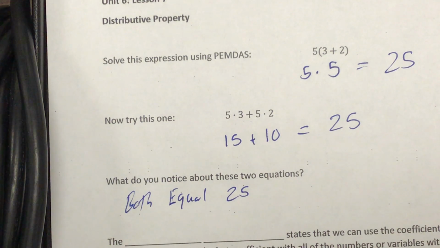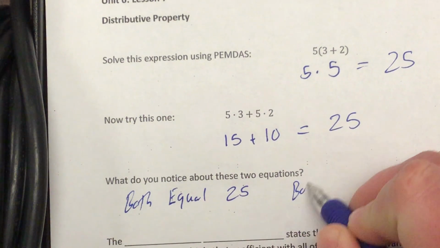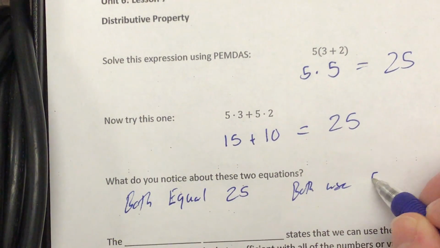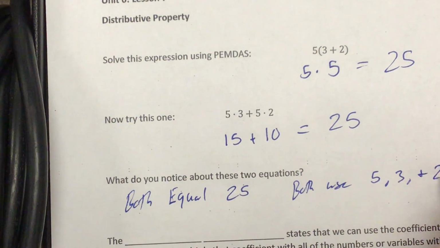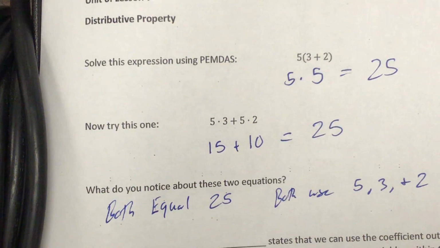What else do we notice? That both the equations have 3 and 2 in them, and 5, right? They both use 5, 3, and 2 in those equations.